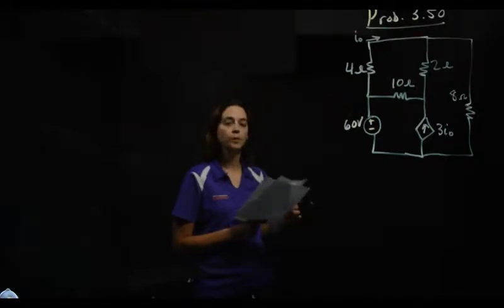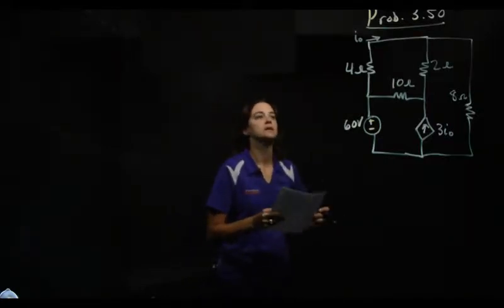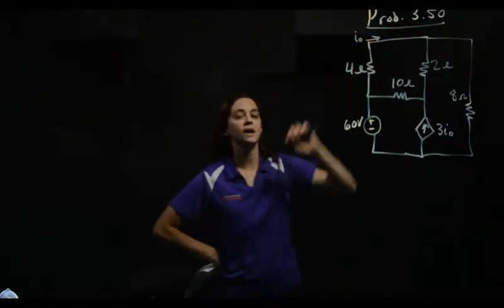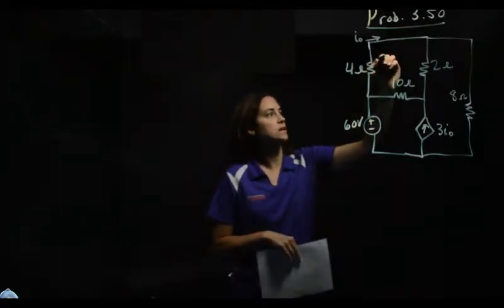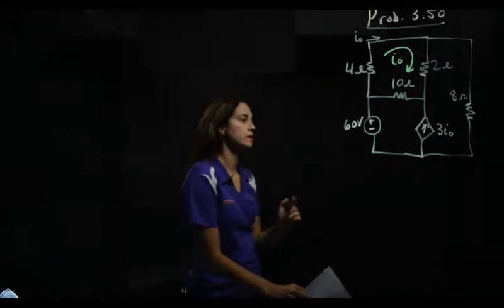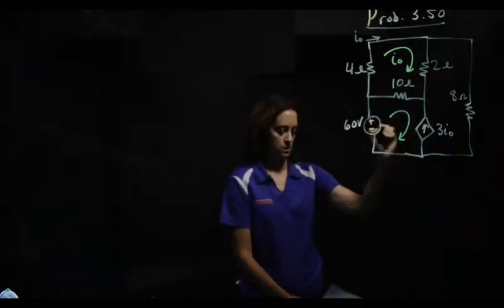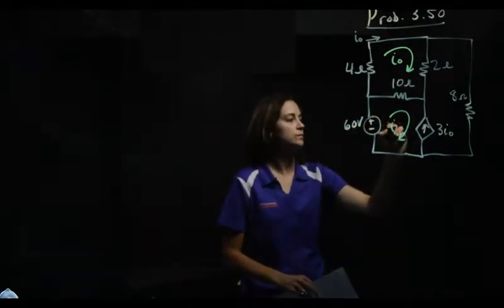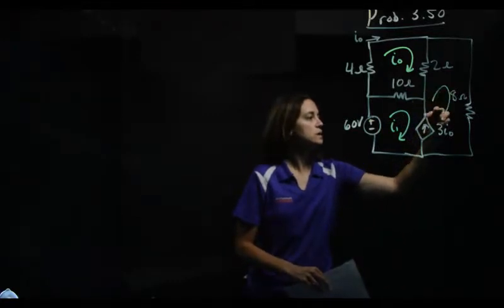So step one, we want to define our meshes. Since this is already defined as I0, it's convenient for us to go ahead and call this mesh I0. We'll call this I1, and then this mesh I2.